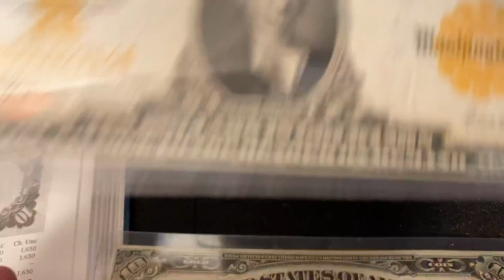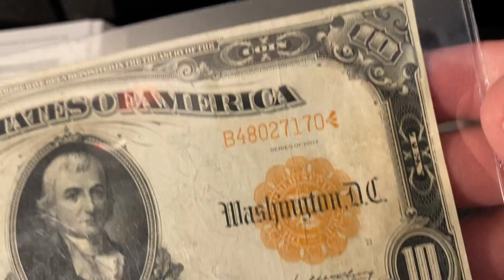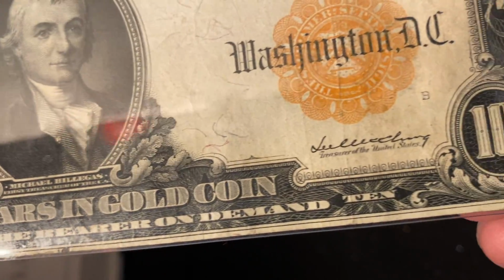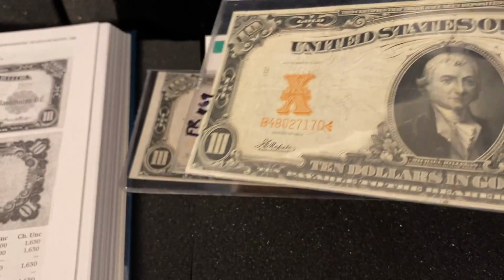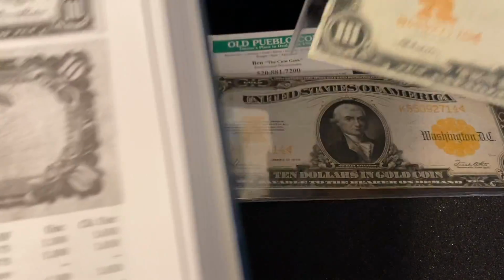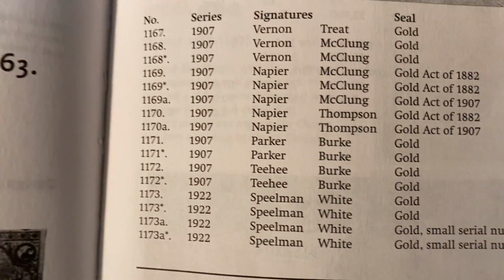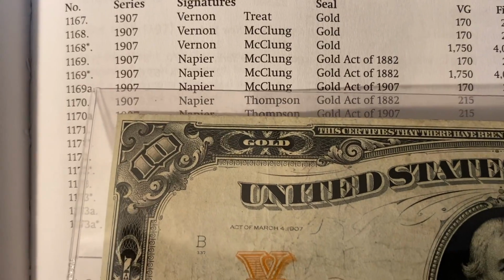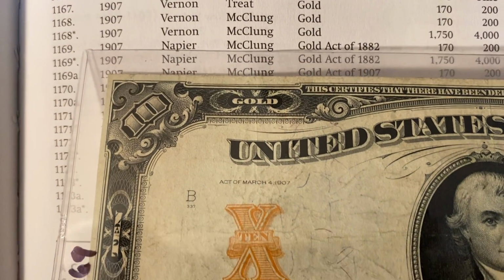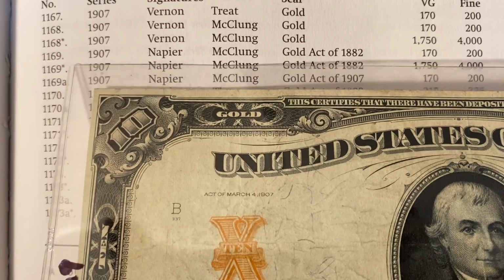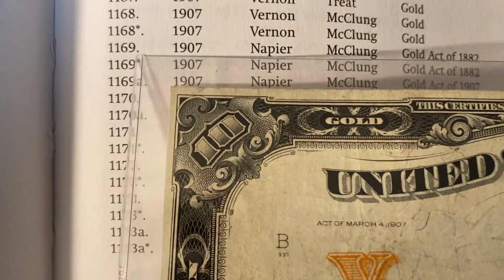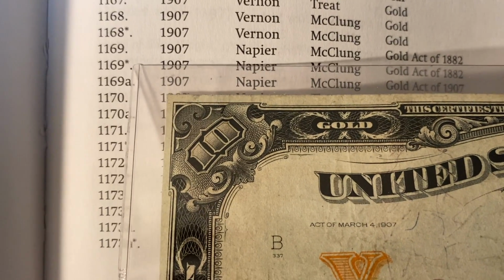So then we can look here and say we've got the 1907. Like I said, this is going to be the combination of Napier and McClung, which, honestly, was like my favorite tennis combo ever. So 1907, Napier and McClung. This should be your 1169, which is what I had written down here on the edge. And you also notice that there's the same number twice, 1169, 1169 star.